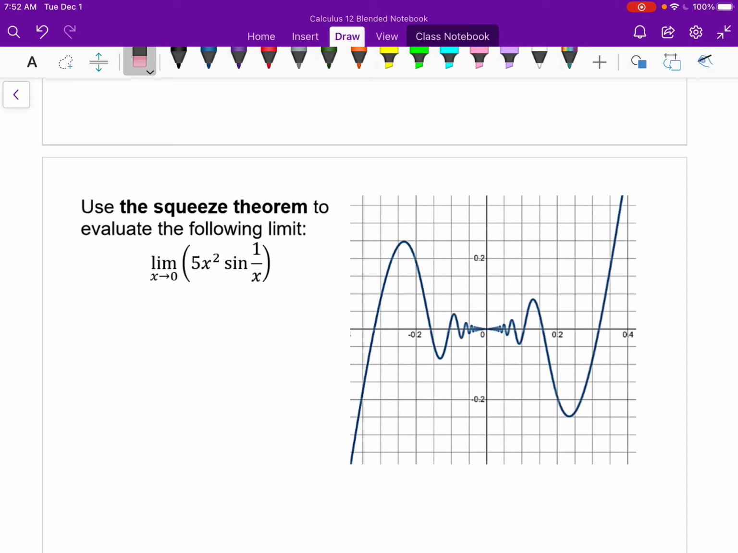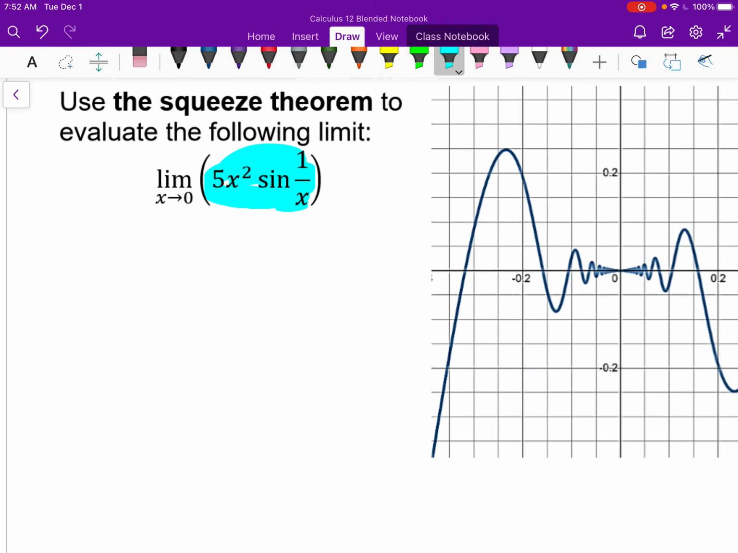Well, the idea is if we can't find the limit of all of this directly, we can find it indirectly by squeezing it between two simpler expressions. What do I mean by that? Well, again, let me start with just the sine part. So I'm going to start with just the sine of 1 over x. I don't really care what x is.